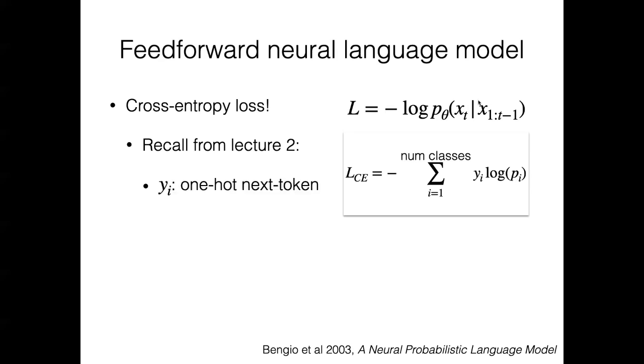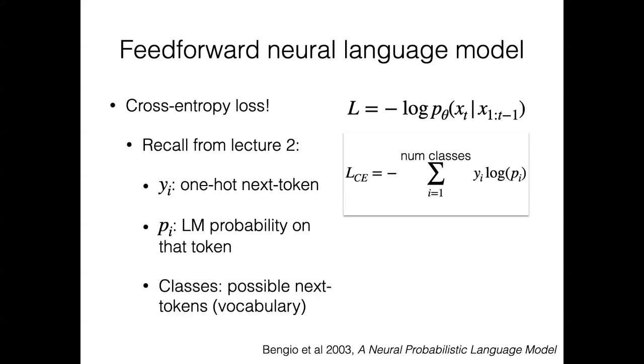And so in our case of language modeling, this yi is some one hot next token. And so all of the other terms, except for the next token, will cancel out. And then this pi is the probability that our model is giving to the next token. And then our output classes, so this says num classes, are just all of the possible next tokens. So this will be the size of the vocabulary.